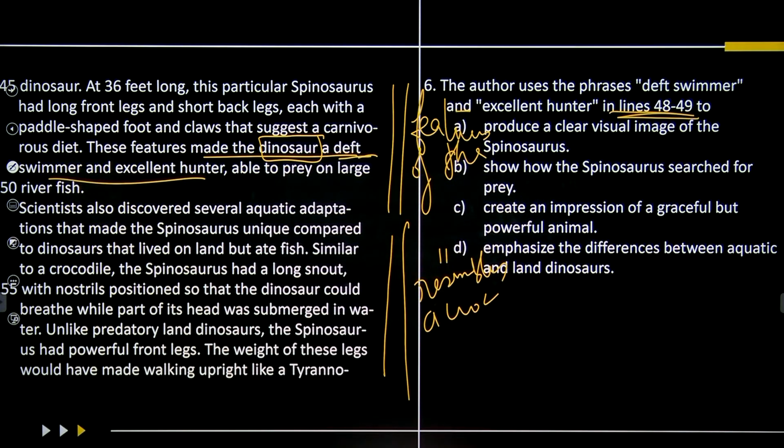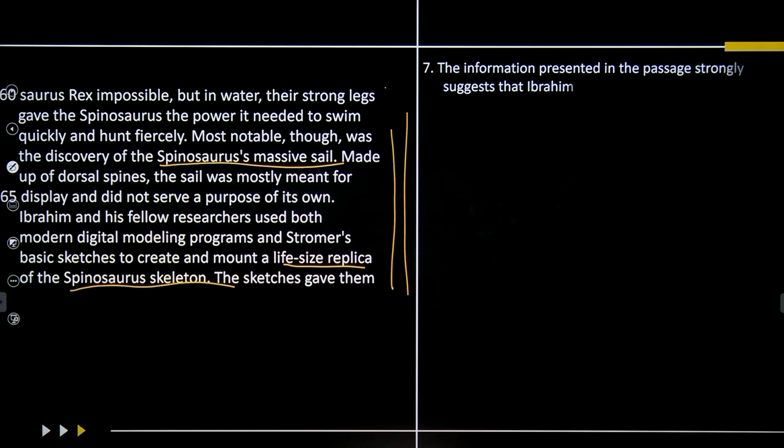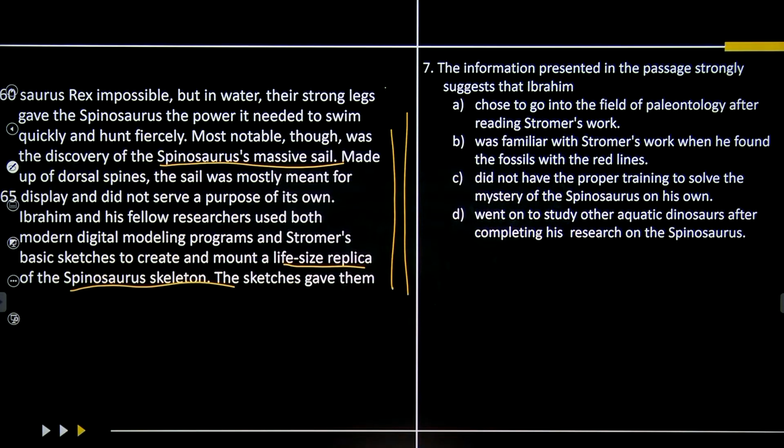Okay. So now let's go and see the 7th question. The information presented in the passage strongly suggests that Ibrahim was working on this... Now, whenever you have questions like this, you might generally be lucky and you might not, you might encounter a paired question. Let's check.